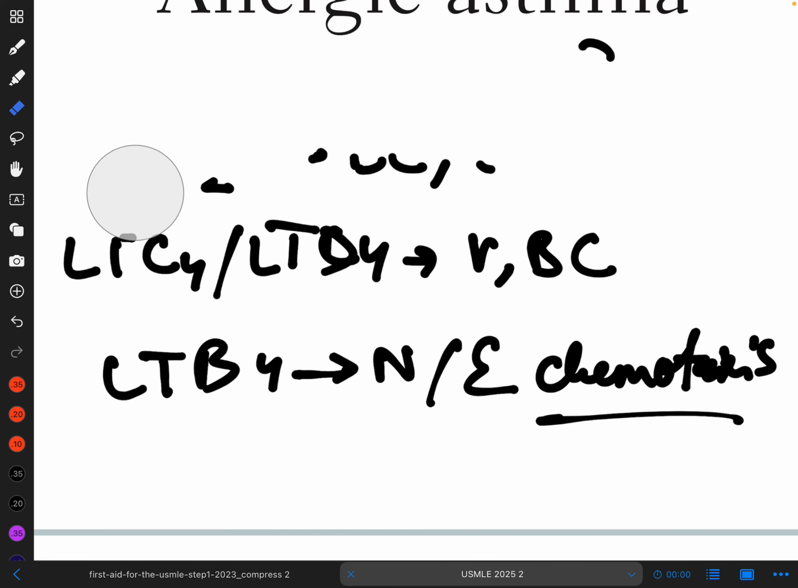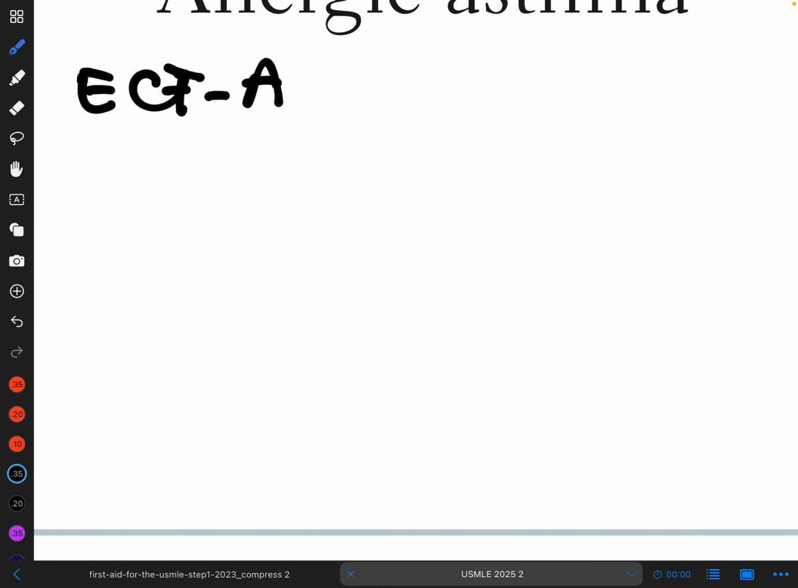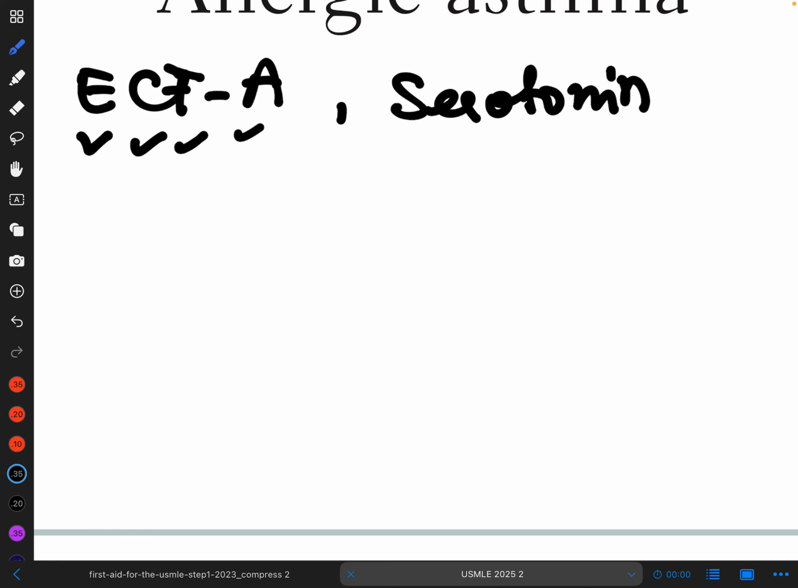We also have other mediators. ECF-A, eosinophil chemotactic factor of anaphylaxis, is preformed in mast cells and attracts the eosinophils. Also, we have serotonin, preformed in the mast cells, which causes vasodilation. We have the platelet activating factor, which also does bronchoconstriction.